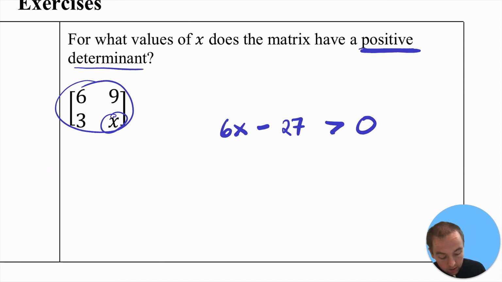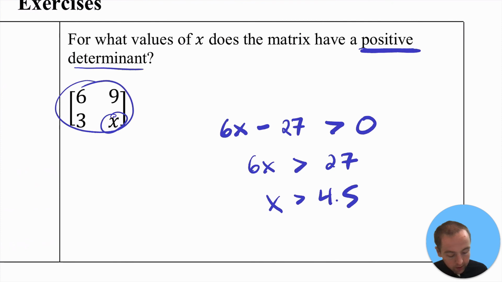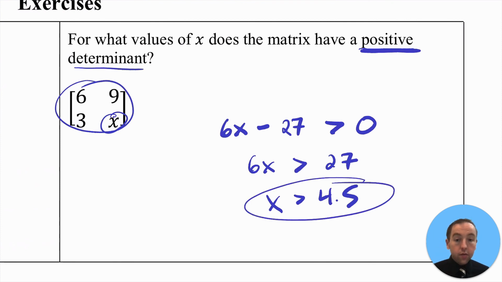So if we add 27, then 6x is going to be greater than 27. And then we can divide by 6, and that's going to give you 4.5. So that means that x could be any number that's greater than 4.5, not 4.5. It could be 4.5000001, right? But any of those numbers could be a value that we could put inside of that matrix, and then that matrix would have a corresponding determinant that is going to be positive.